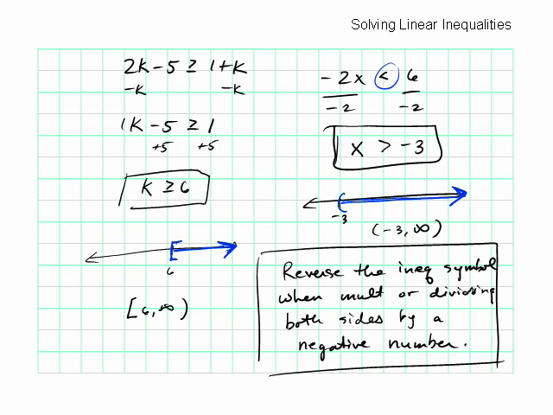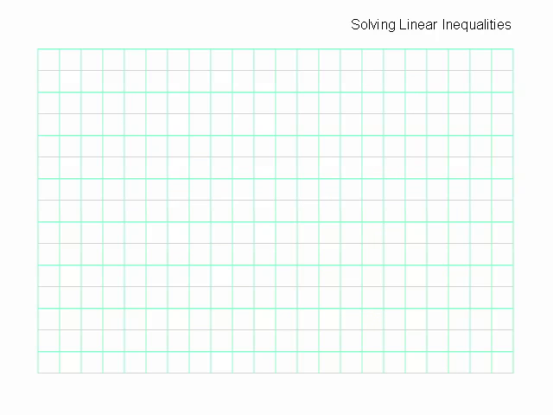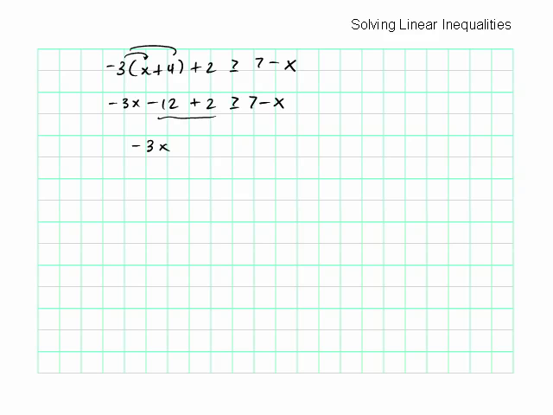Okay, here's another one. -3(x + 4) + 2 ≥ 7 - x. First thing I would do to solve this inequality is distribute the -3. -3x - 12 + 2 ≥ 7 - x. Combine my like terms here. I've got a -12 and a positive 2. That's -3x - 10 ≥ 7 - x.